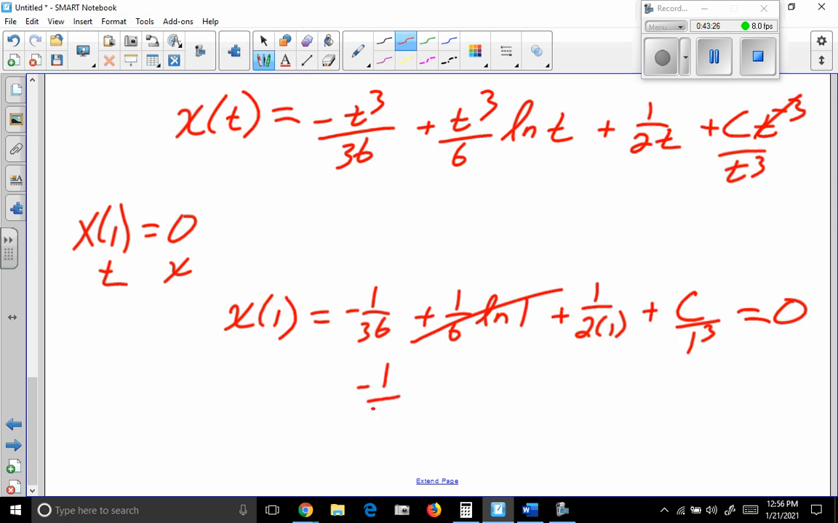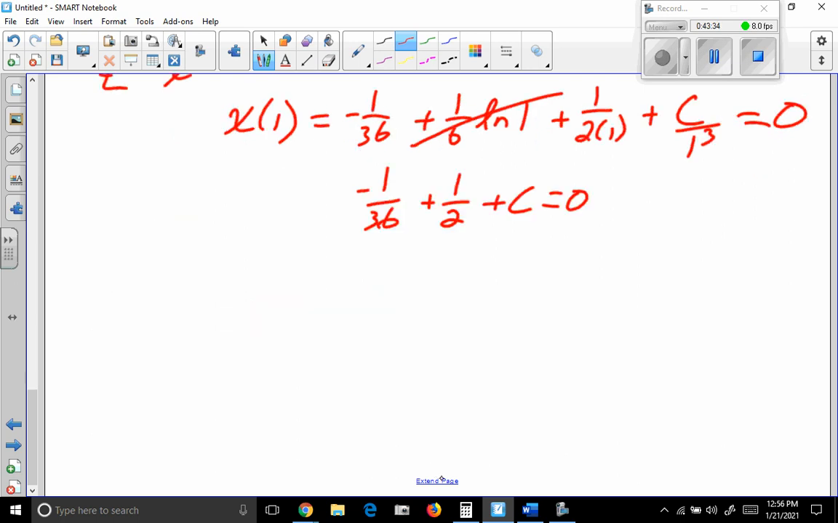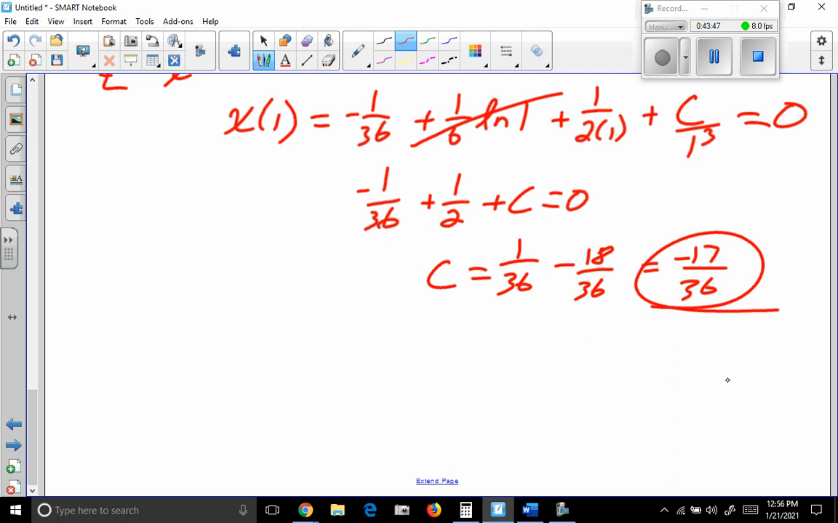So we have -1 over 36 plus 1/2 plus c equals 0. So c is 1 over 36 minus 1/2. 1/2 is also known as 18 over 36. So -17 over 36. So that's c. We just took this and got c by itself.